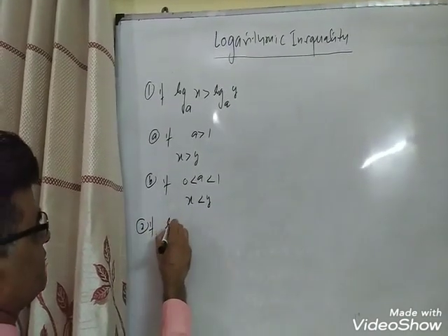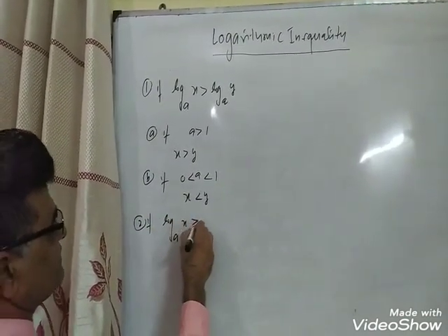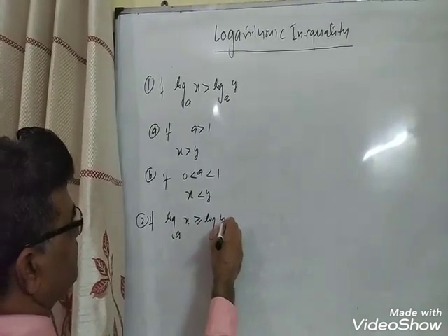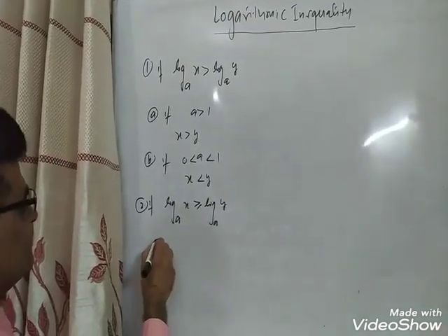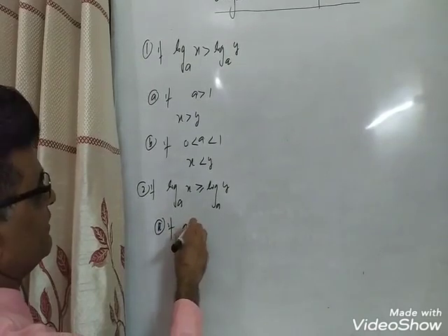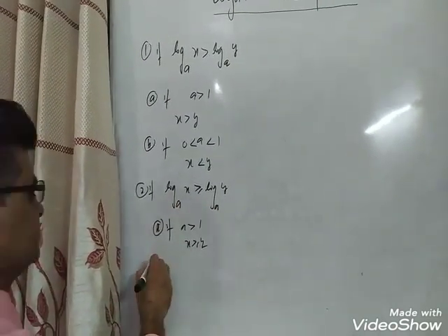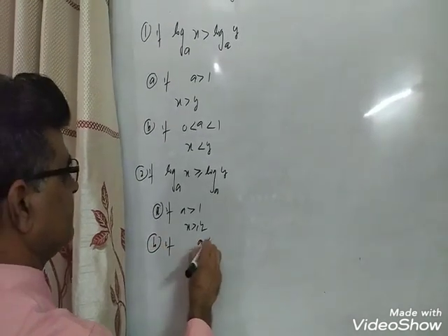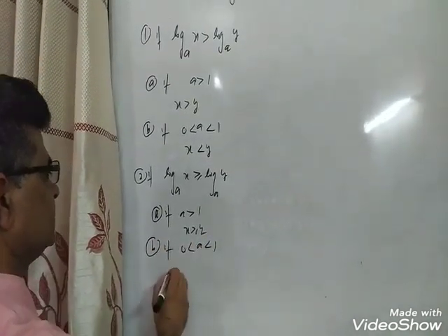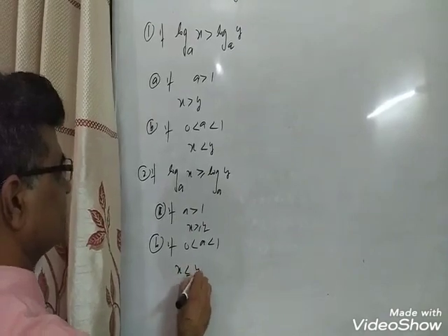Second, if log base a x is greater than or equal to log base a y, in the first case, if a is greater than 1, there is no change in the inequality in the index. Second, if a lies in between 0 and 1, then x will be less than or equal to y.